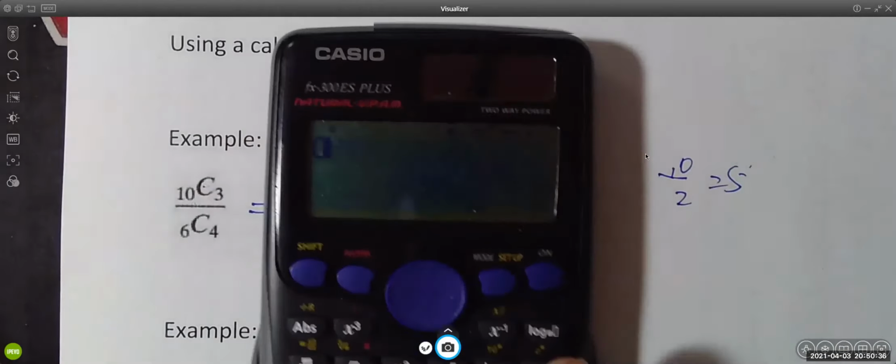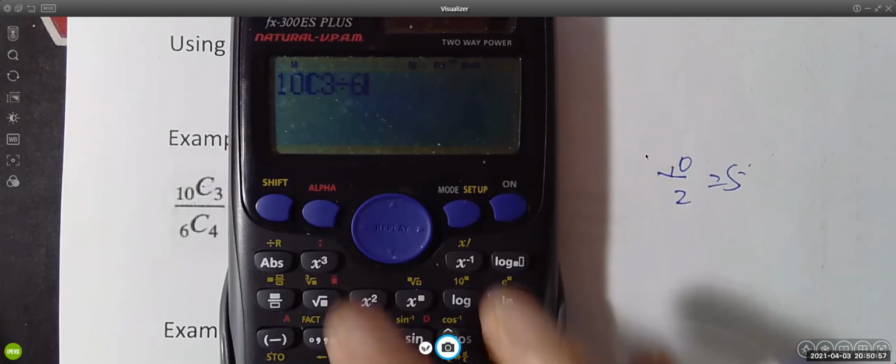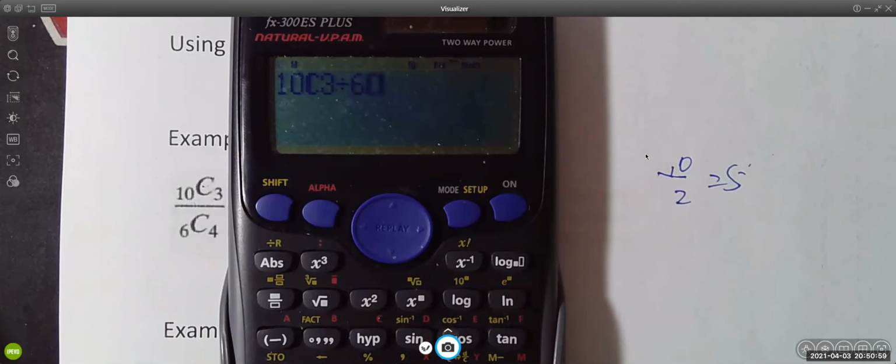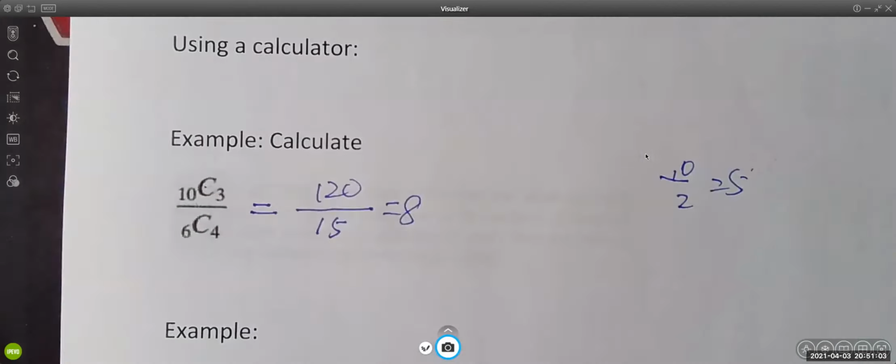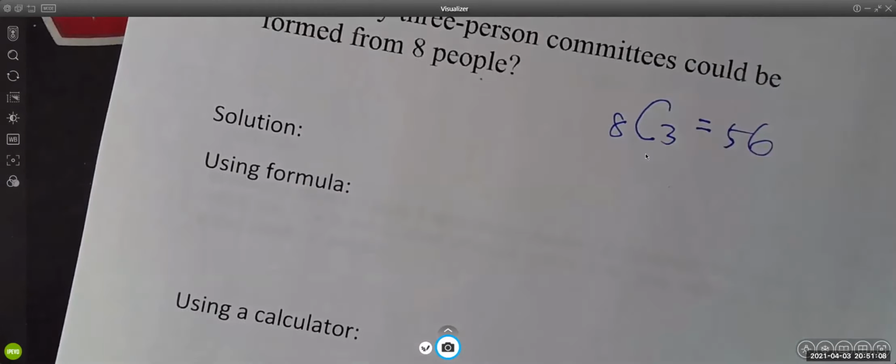Now let's do it in one step. Select 3 out of 10. There's a 0 in the front. Let's redo that. Select 3 out of 10, and divided by select 4 out of 6. Yeah, that's all it takes. Equals 8. So you can do it in one step. Now let's look at another example.